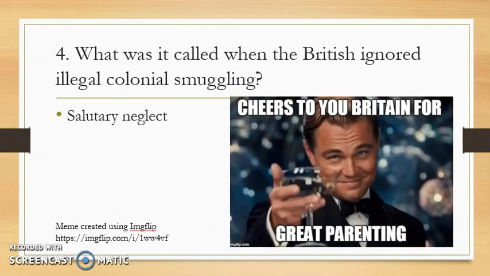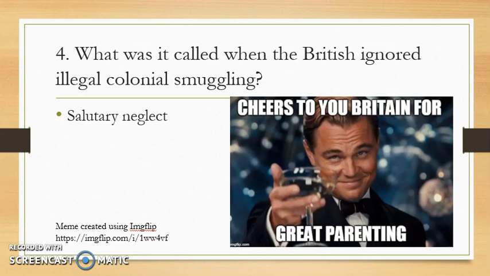Question 4 is, what was it called when the British ignored illegal colonial smuggling? It's salutary neglect. I tell you, it's like a deadbeat parent. They don't care about the colonies really, other than if the money's coming in. So think about Hollywood stars, like the child stars. A lot of times the parents are just living off those Hollywood child stars. They don't really care about them. Their kids are doing everything and anything that they want.